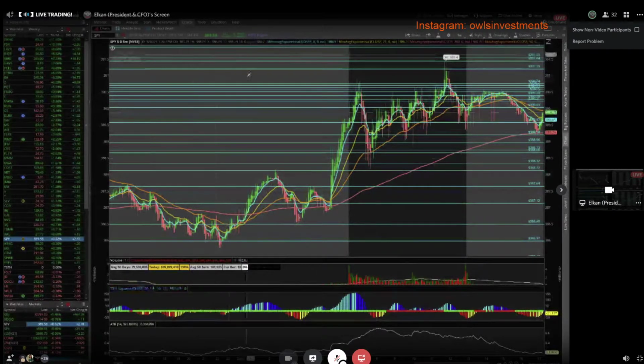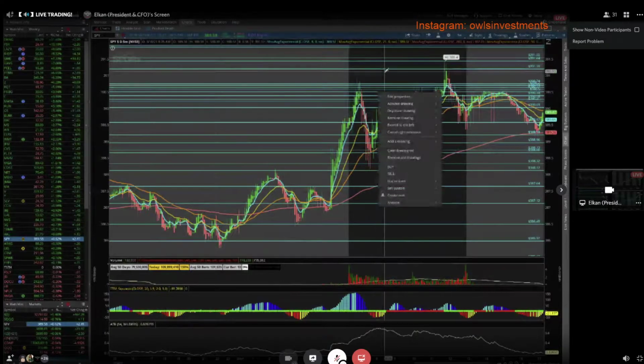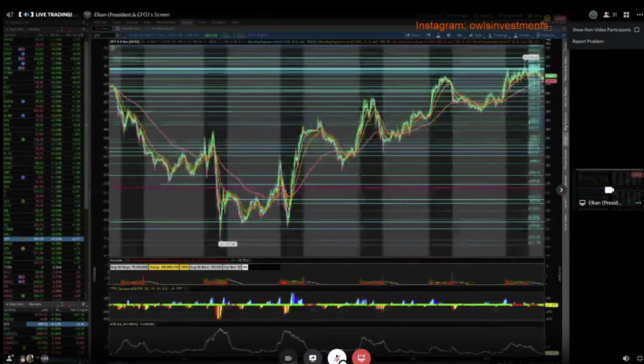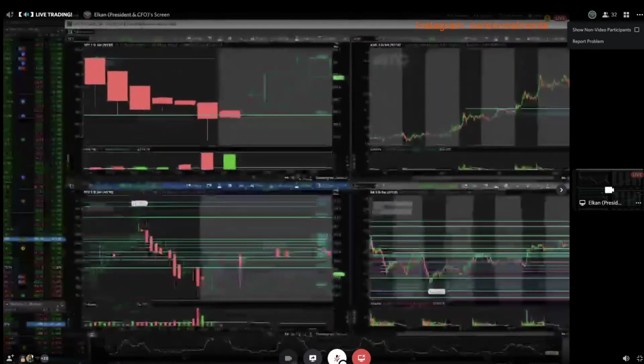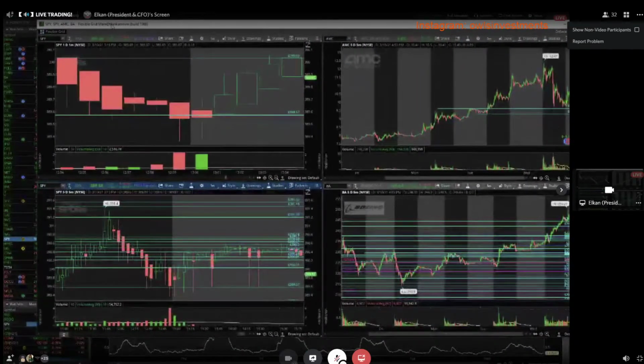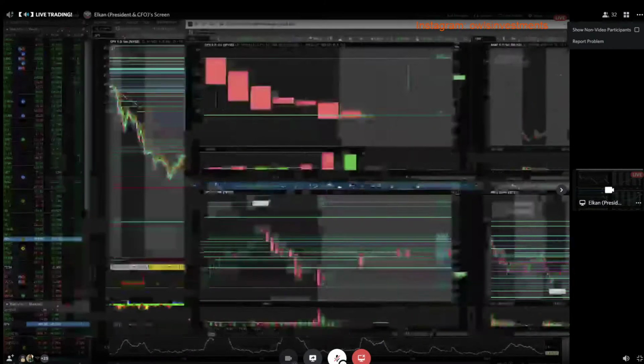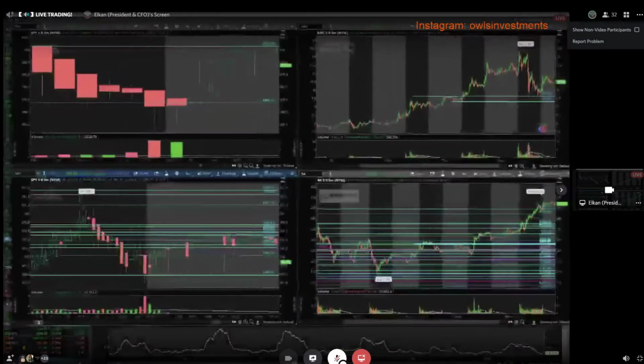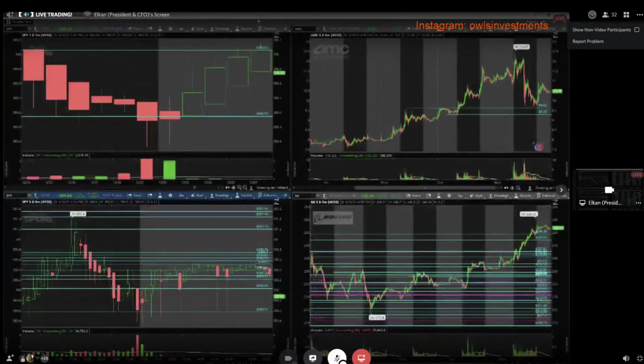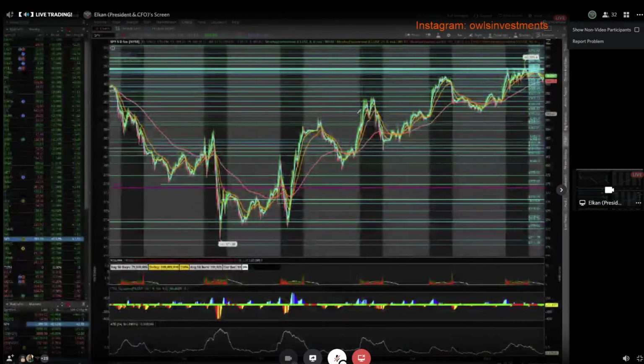It's pretty simple. I have too many because I trade SPY a lot, and if you see them here, it looks super messy, but once you zoom in, it's not as bad. See, like here, you can actually see between these two because it's zoomed in, but if you zoom out, it doesn't look as good.